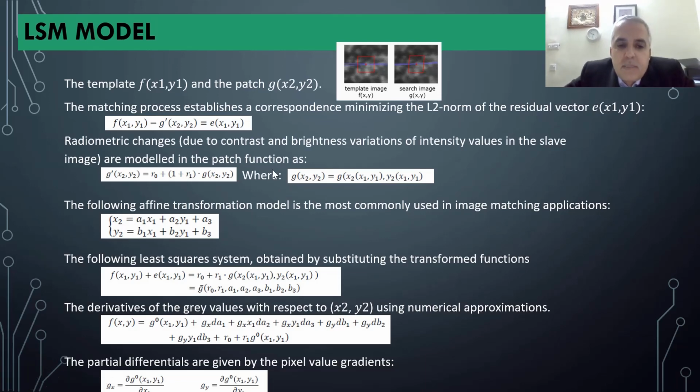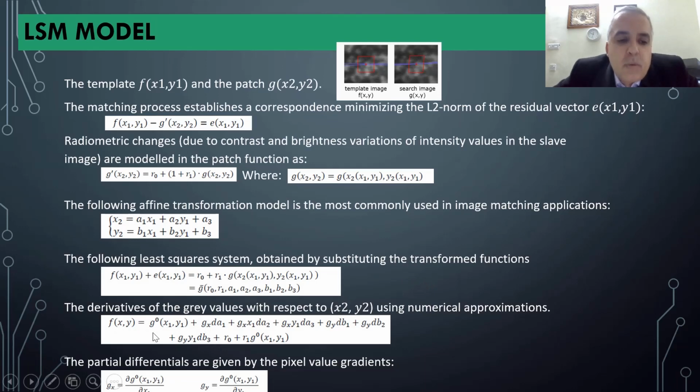Then, following the least square system obtained by substituting the transformed function, we will get this value. As you can see here, f(x1) equals e1 plus e(x) plus the error, equal to the right side or search side. This is for radiometric and brightness, and these are the window. By substituting these two values x2, y2 here, we will get a window or set of parameters, which consists of 8 parameters: 6 for affine transformation and 2 for radiometric and brightness value.